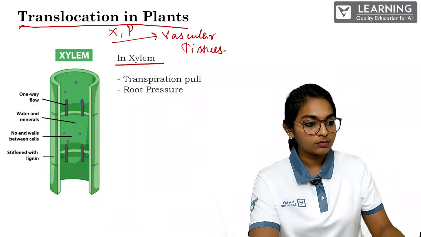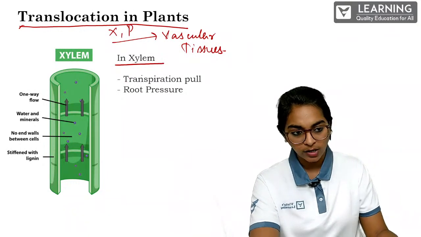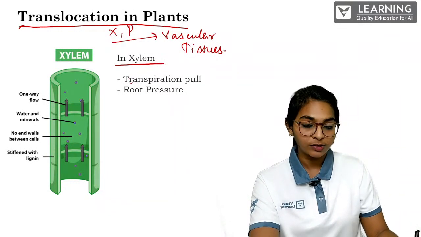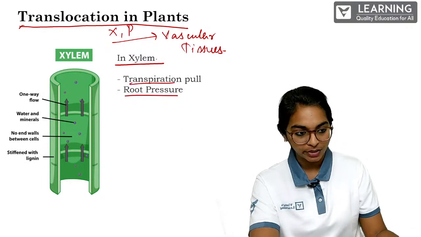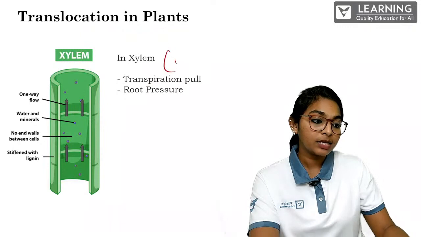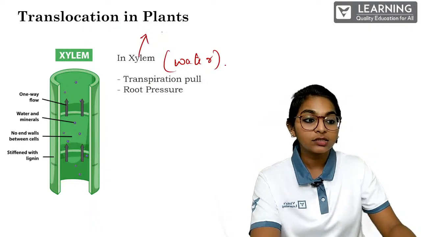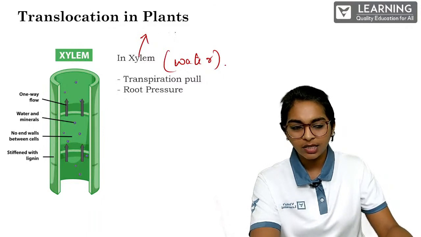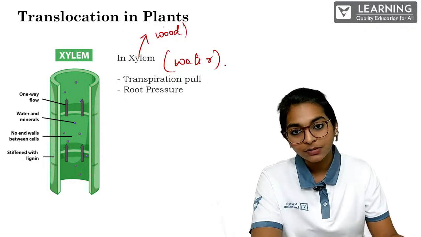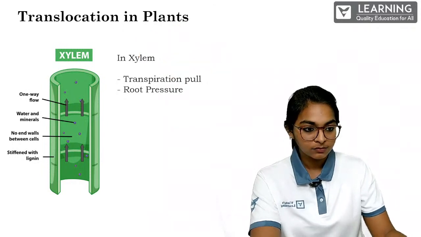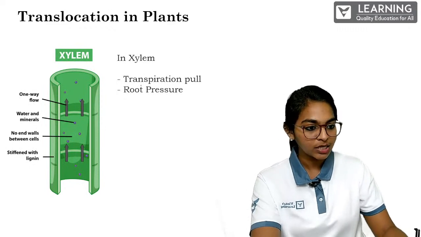Xylem helps in the transportation of water, which happens by two different mechanisms: one is the transpiration pull and the other is the root pressure. Xylem is completely in charge of water transportation. Xylem is a Greek word, and it also means wood. For your reference, xylem cells are dead cells. Then how is the conduction happening?